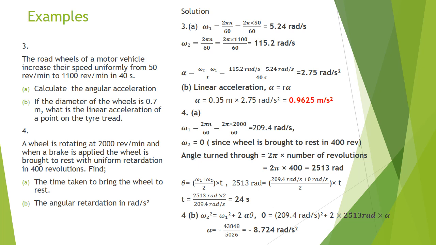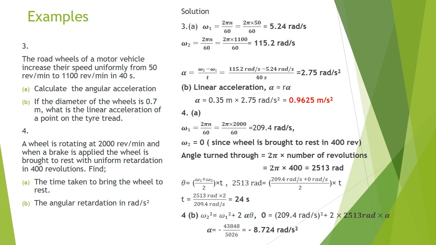We have omega 2, which is the final angular velocity, equal to 2 pi n divided by 60, which is equal to 2 pi times n, which is 1,100, divided by 60. When you compute that, it will give us 115.2 rad per second.